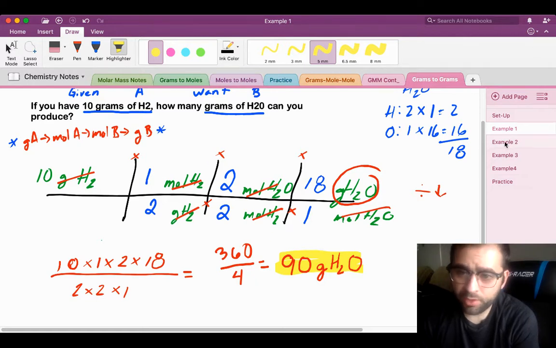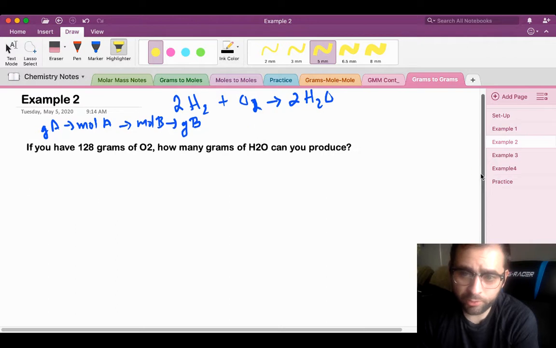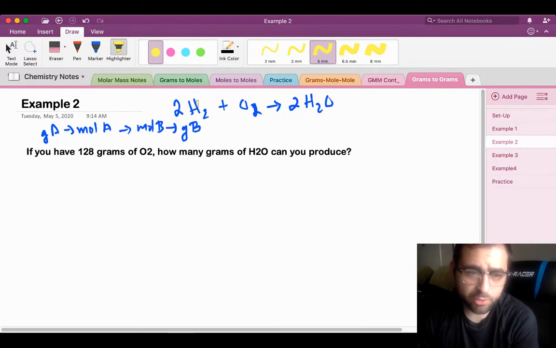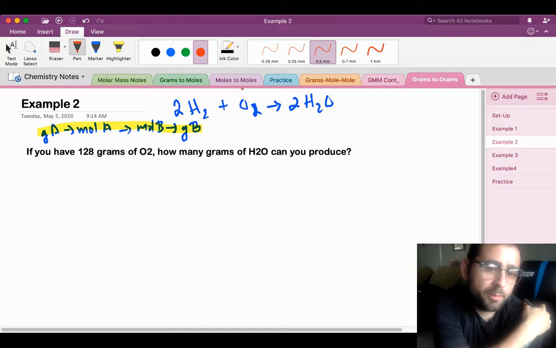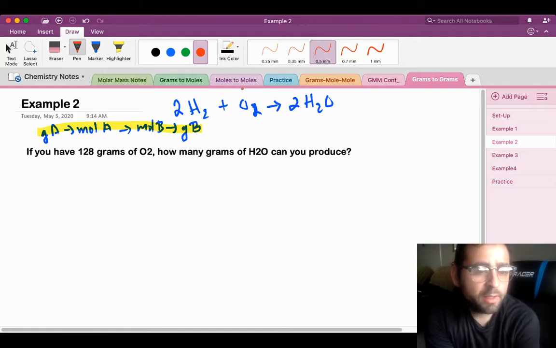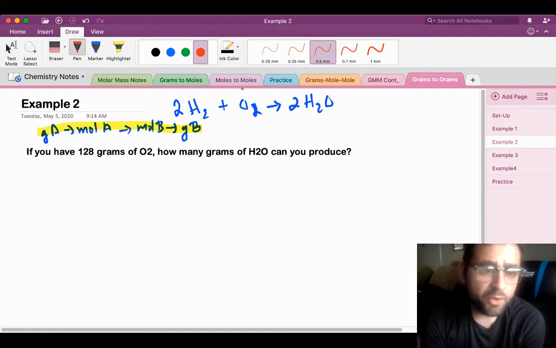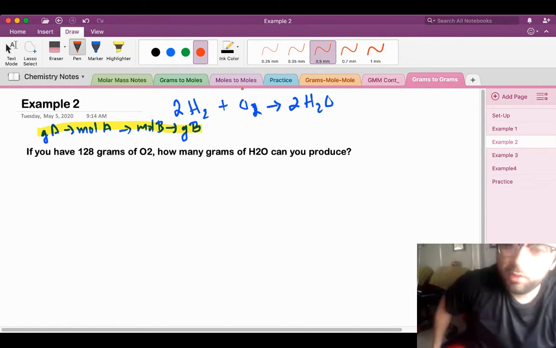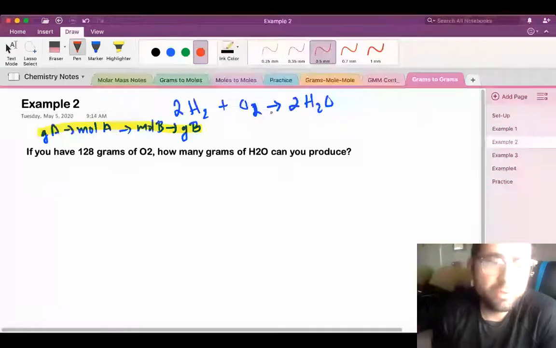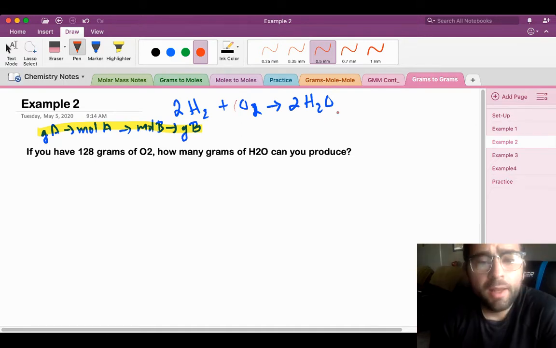So example number 2, we're going to keep the formula for water. So still H2O. I mean, it's 2H2 plus O2 gives you 2H2O. Again, this is just the roadmap formula that I'm going to take to fill in my table. So just use that. You should already have it in your notes. But you can rewrite it if you want to, I guess. So now here's the question. If you have 128 grams of O2, how many grams of H2O can you produce? So if I have 128 grams of this, how many grams of this can I make? Similar question to the last one.